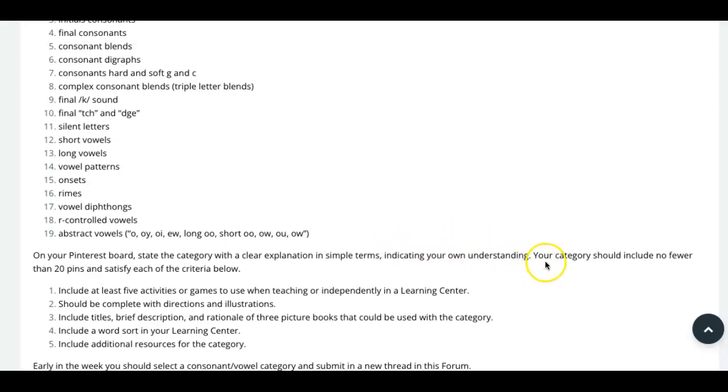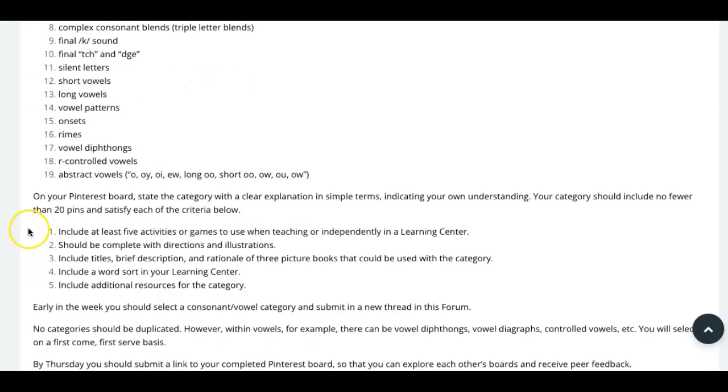That category on your board should have no fewer than 20 pins and satisfy each of the criteria that I'm going to talk about next. You need to include at least 5 activities or games that you can use when teaching and then put in an independent learning center. These 5 activities or games should be complete with directions and illustrations.